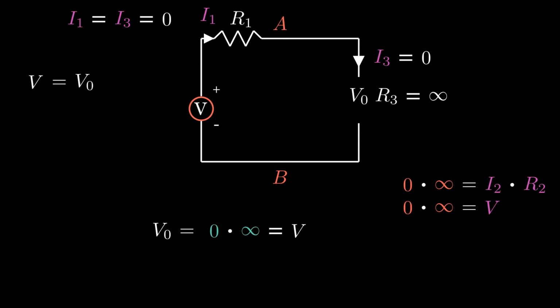So depending on different circuit configurations, the same product of 0 and infinity gives us different finite numbers.